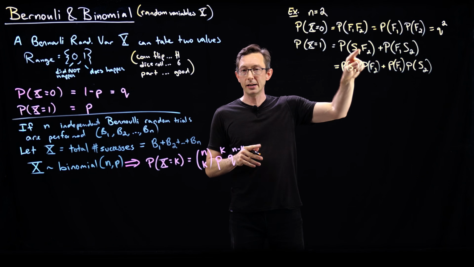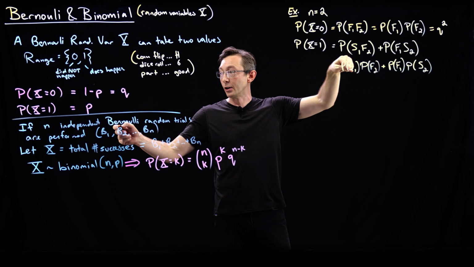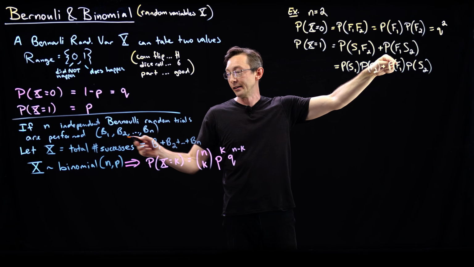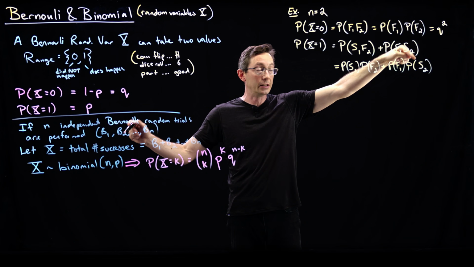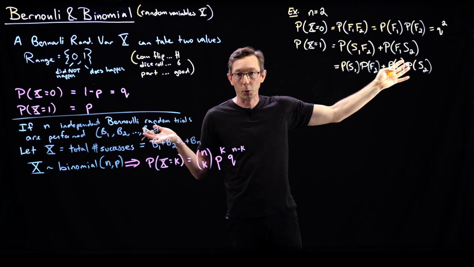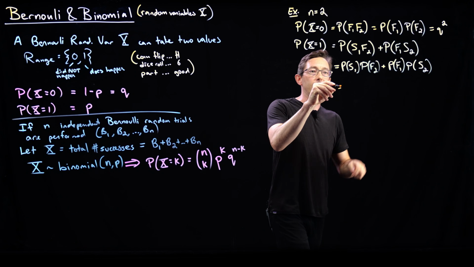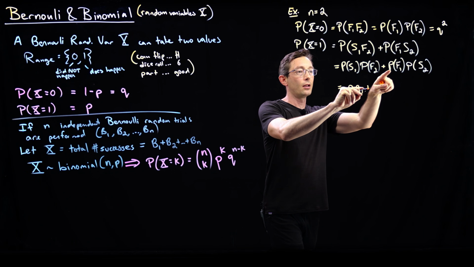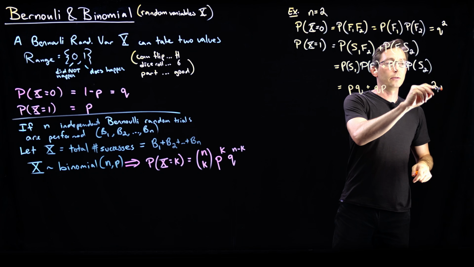And I'm just using shorthand here. I could be much more careful, and I could say the probability of B1 equaling 1 times the probability of B2 equaling 0, plus the probability of B1 equaling 0 times the probability of B2 equaling 1. If I wanted to be really careful, that's what I would do, but I don't have enough board space, so I'm using shorthand. And you'll get good at using shorthand too. And these probabilities are easy. Probability of success is p times probability of failure is q, plus q times p. This equals 2pq.